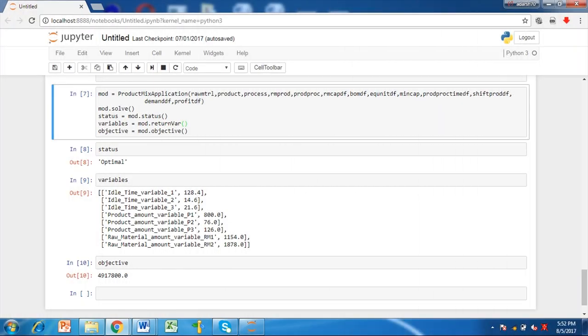Finally, the formulated model is solved to analyze the result. The optimal product mix requires producing 800 units, 76 units and 126 units of products P1, P2 and P3. This requires 1154 units of raw material RM1 and 1878 units of raw material RM2. Further, the idle times for the three processes are 128.8, 14.6 and 21.6 minutes.